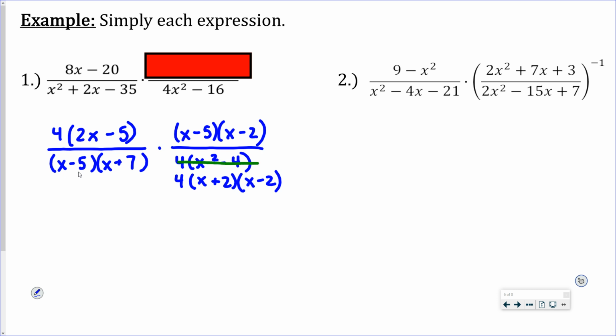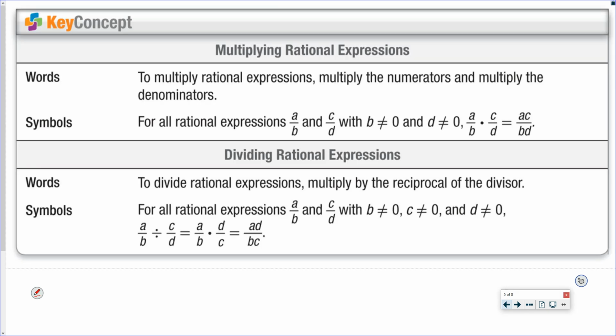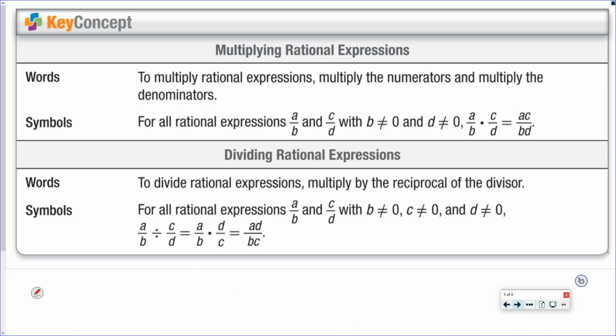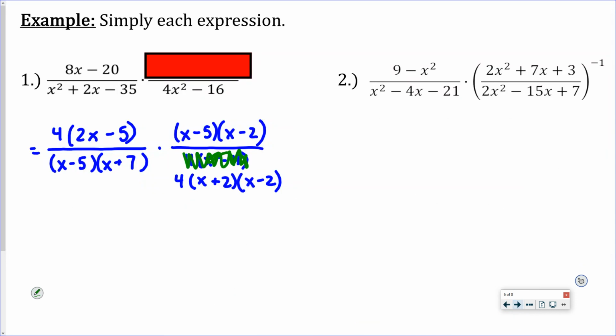If it helps you, you can scribble this out so you know this is my denominator now. All right. Now that we've factored everything, just like before with fractions, you can cancel anything that's common in the numerator and denominator, whether they're on top of each other or kitty corner from each other. As long as one factors in the numerator and one factors in the denominator, you can cancel them.